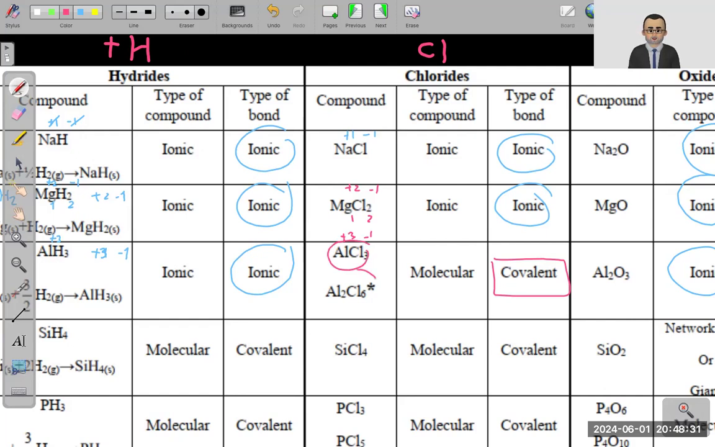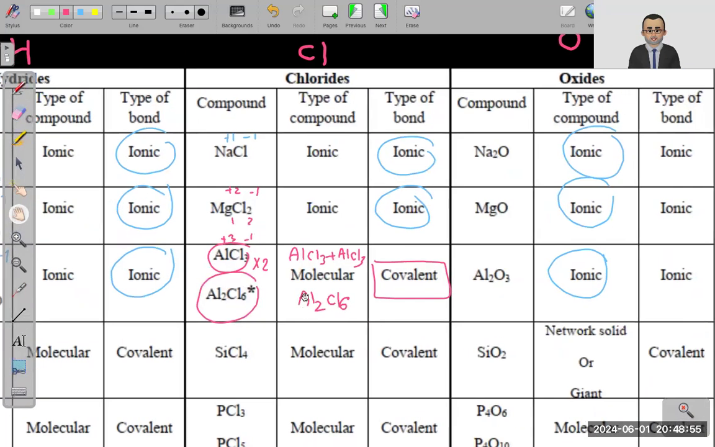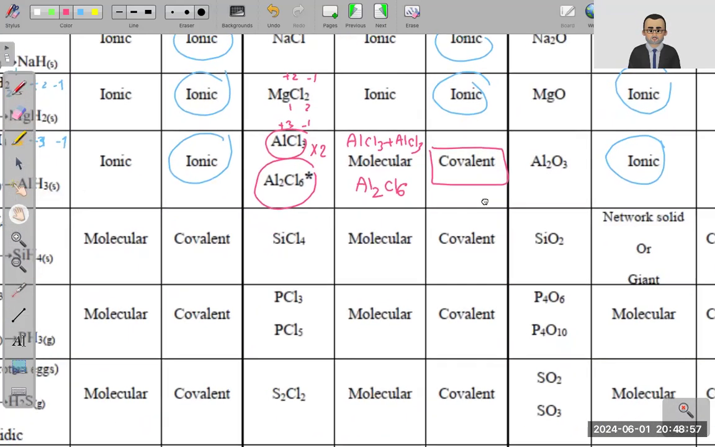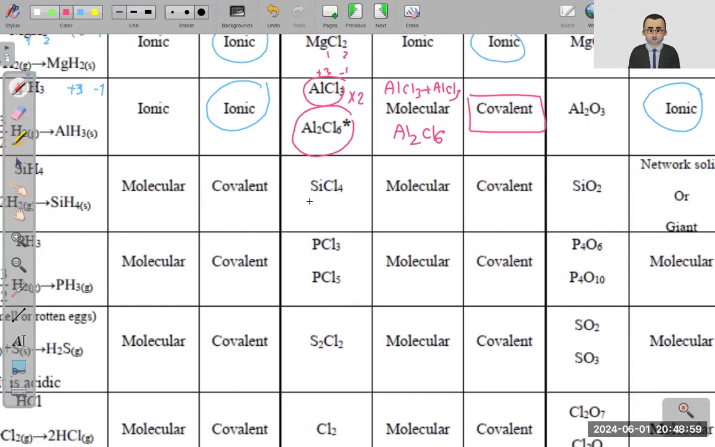But here there is one extra product that has to be memorized. This product comes when AlCl3 is doubled. One AlCl3 joins one more AlCl3, is dimerized, and becomes Al2Cl6. This has to be memorized. In case of oxides, we'll just finish the chlorides first. In the case of Si, it becomes SiCl4. P has two products. S has two products.